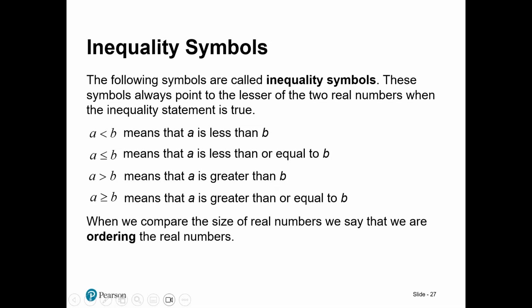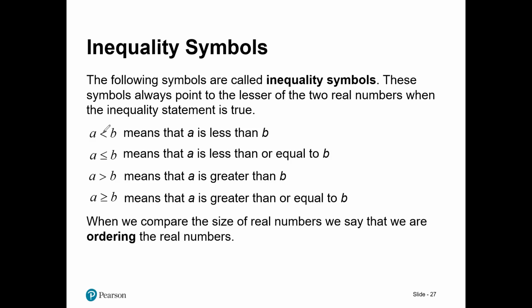All right, so the following symbols are called inequality symbols, and these symbols always point to the lesser of two real numbers when the inequality statement is true. Usually when we write our inequality statements, a lot of times we like to write the variable first and then the number. So you might see some flipping here.